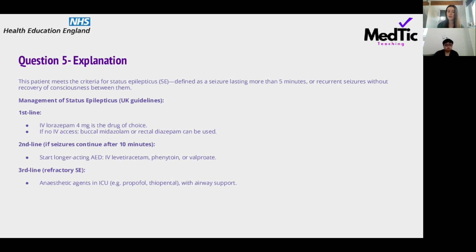And then if all of that doesn't work, you need to start thinking about calling anesthetics early because their airway would be at risk. You need to start thinking about the ICU pathway, sedating them with propofol and supporting their airway, intubating them. But that would be something you would need to call somebody about rather than trying to be a hero on the ward or anything like that.